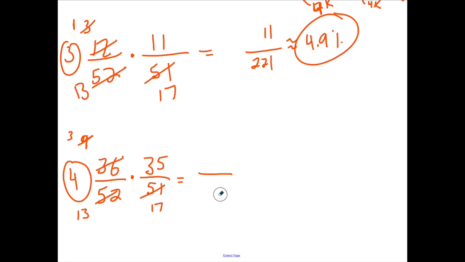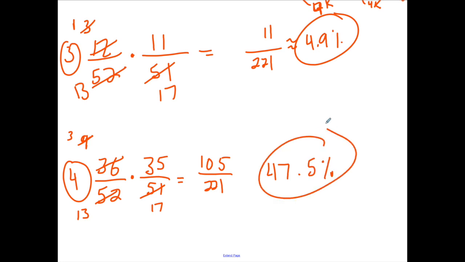All right, so let's take 2 on this one. This is a tough one. So 3 times 35 is 105. All right, and now 13 times 17 is 221. And 105 over 221, so we should be just shy of 50%, and I get about 47.5%. So we have about almost a 50-50 chance of being dealt 2 cards less than 10.